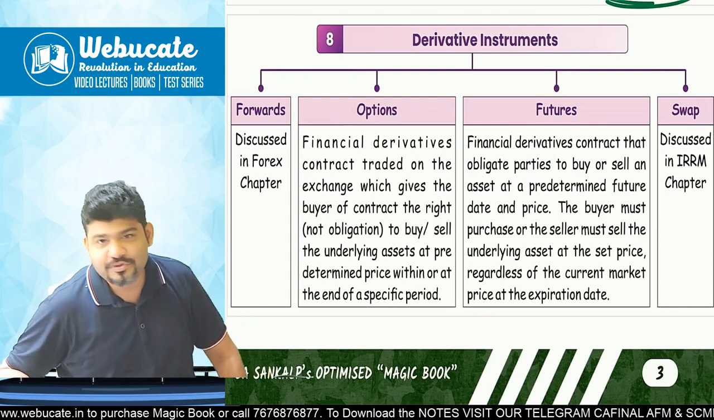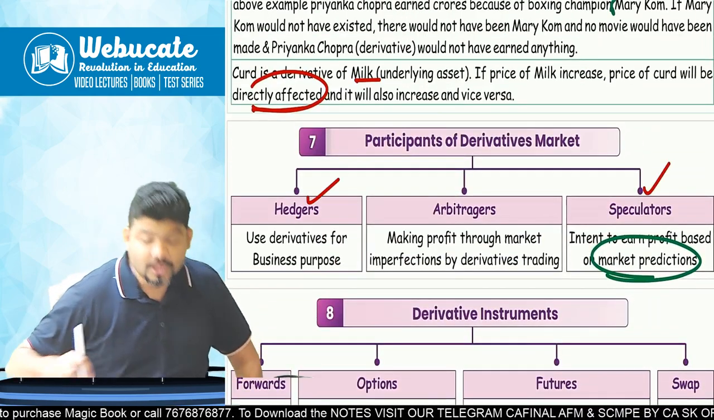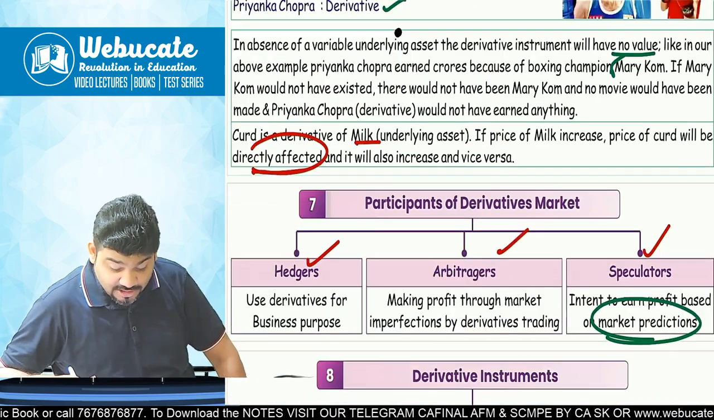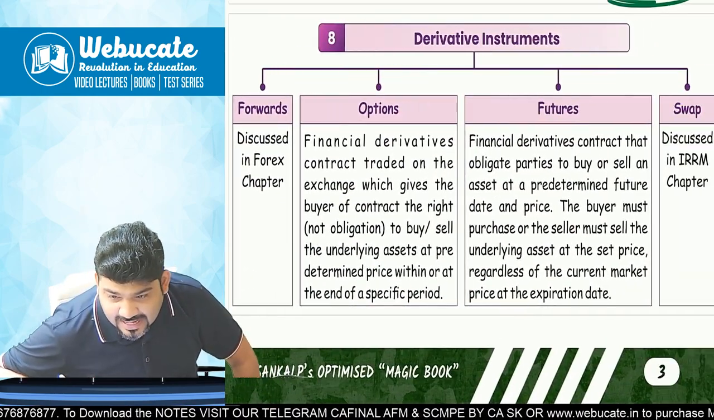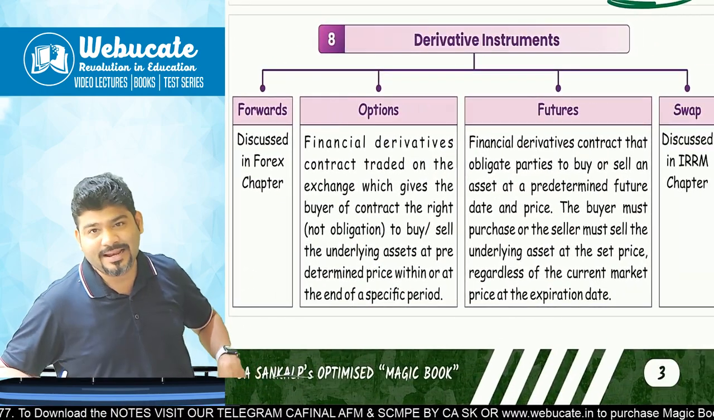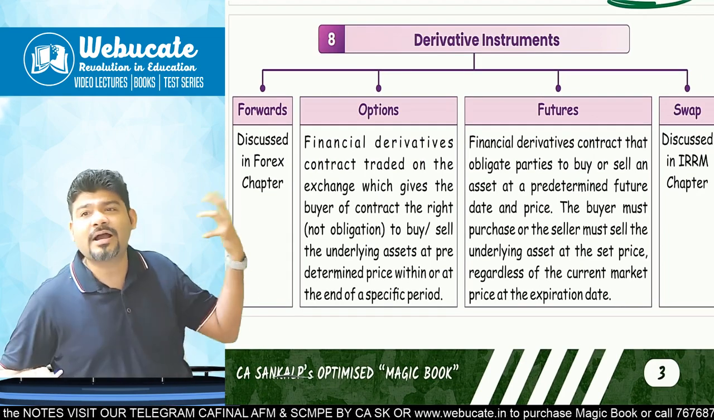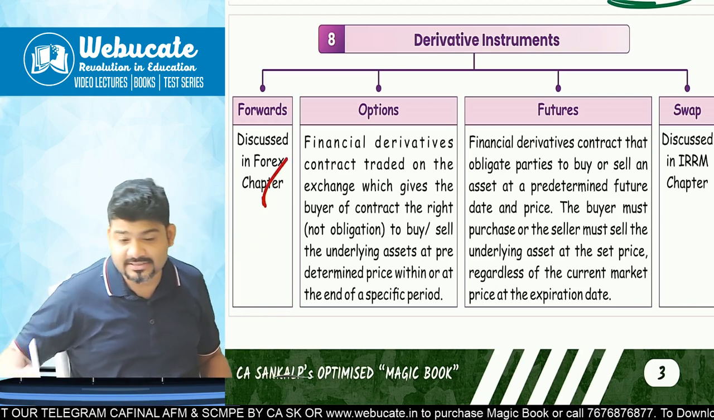So now, sir, we are very excited because we want to be a speculator. Some may say, sir, I want to use hedging for my father's business. Then there are arbitragers. So in this derivatives market, there are four instruments which we are mainly going to study. One of them is forwards. Yes, forward is also a derivative instrument and you are using it for hedging, but that is discussed in the Forex chapter.